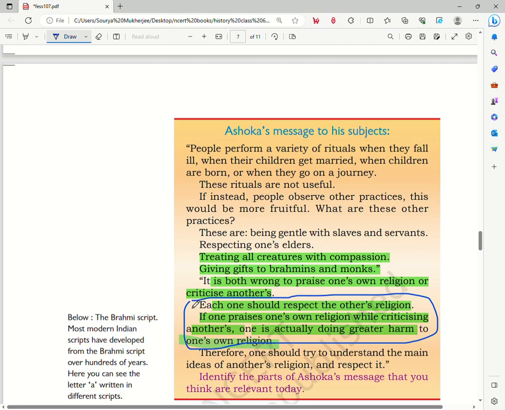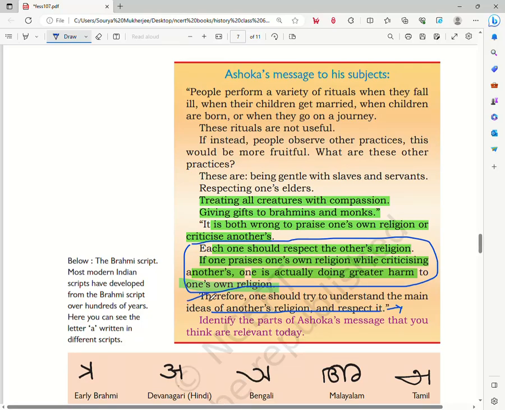That is, he says that one should not just praise one's own religion while criticizing another's religion, and if someone does so, he is actually doing more harm to his own religion. Therefore, one should try to understand the main ideas of another religion and respect it. So we see here the concept of trying to understand the other religion, embrace the differences, and learn to respect the differences. So this point is also quite important.